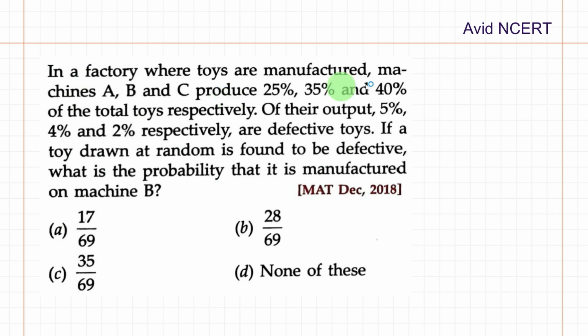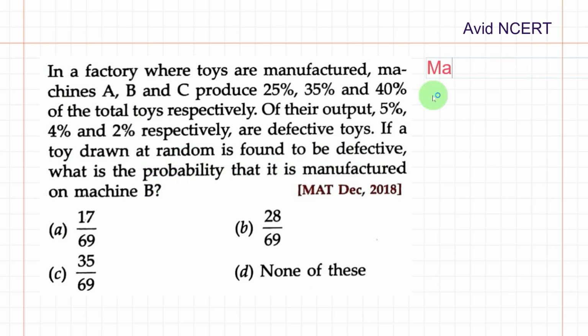In a factory where toys are manufactured, machines A, B and C produce 25%, 35% and 40% of the toys respectively. Of their output, 5%, 4% and 2% are defective toys. If a toy drawn at random is found to be defective, what is the probability that it was manufactured on machine B?